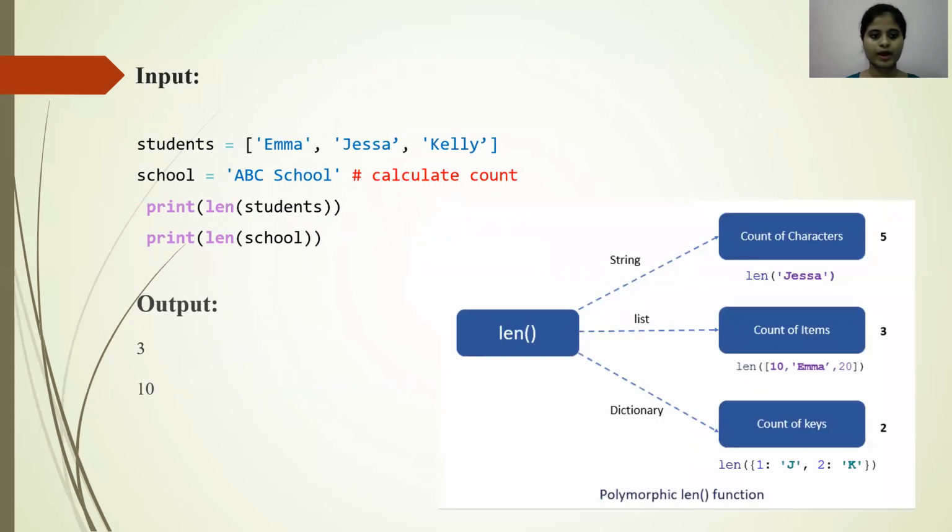Let's see a program using polymorphism. Let's see the input. Students, by giving three names of the students and then their school, we have the output here. In len, we have string which counts the characters, list which counts the items, and dictionary which counts the keys.